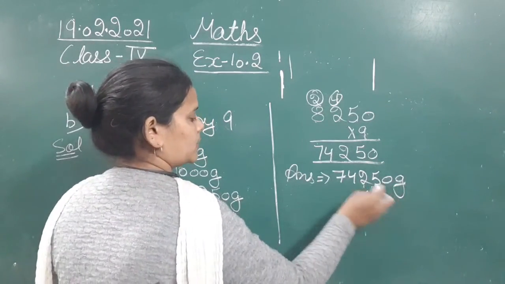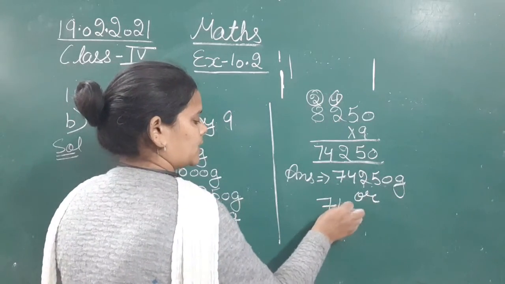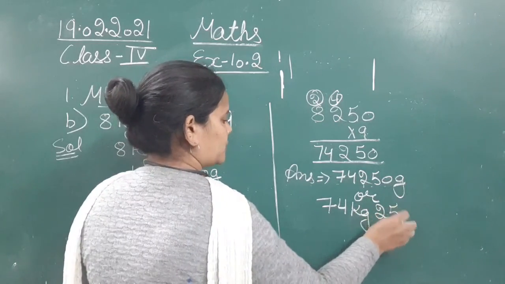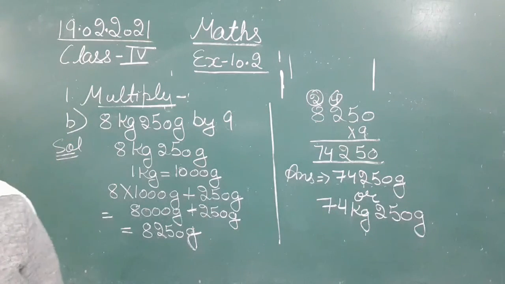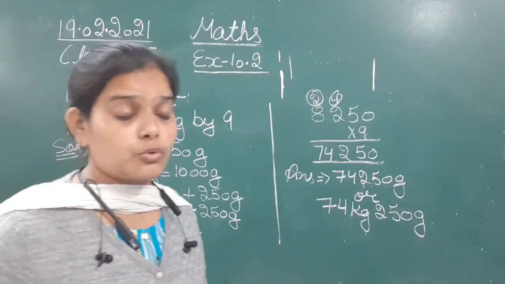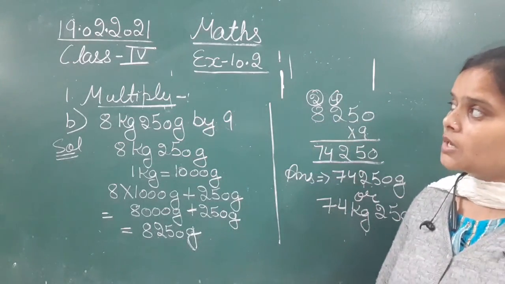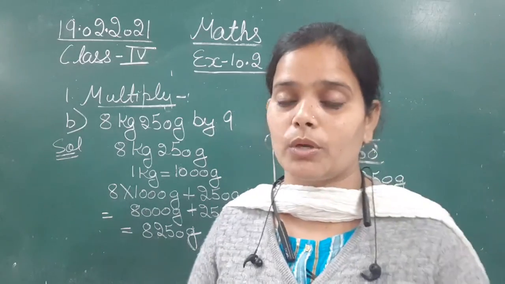Or you can write it in kg and gram. The last 3 digits will be gram and the rest that remain ahead will be kg. So we can write it as 74 kg 250 grams. This is how you will do the multiplication or the division, but you need to do the conversion first, and only then you will do this. So this is the solution for the B part of the same exercise 10.2.